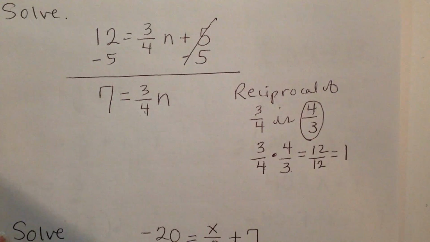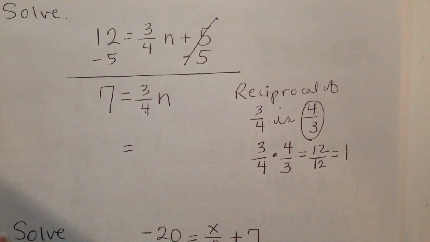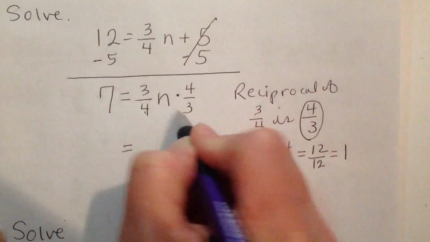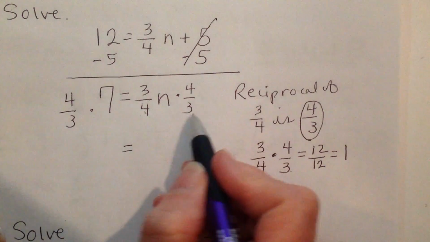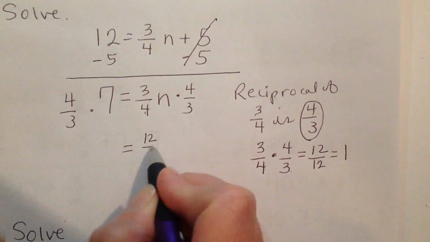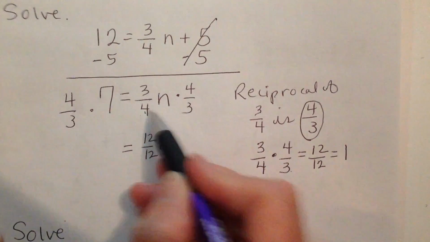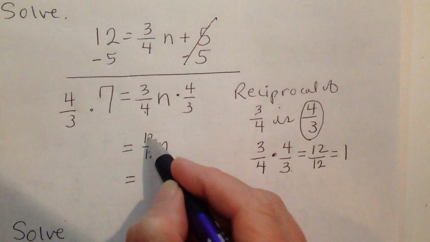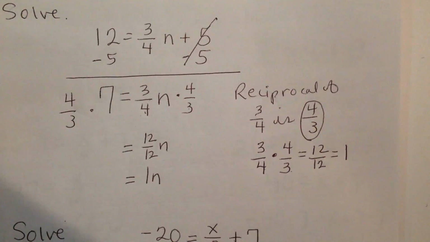So remember, your ultimate goal in solving every equation is to get a 1 in front of n. So if I multiply both sides by the reciprocal, 4/3, notice I would get 12/12 n. If I multiply, 3 times 4 is 12, 4 times 3 is 12, and I still have my n. And we all know 12 divided by 12 gives you 1 n on the right-hand side.